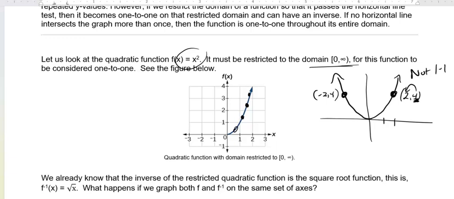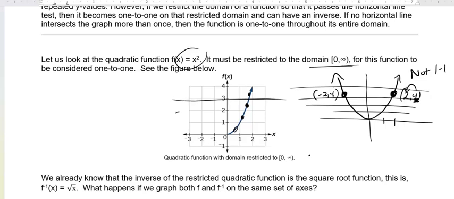An easy test for 1-to-1-ness is the horizontal line test. If I draw a horizontal line anywhere and it hits in 2 spots, not 1-to-1. If it just hits in 1 spot, it is 1-to-1. Okay, so a couple things going on here. The definition of 1-to-1, the graphical representation. You can do the horizontal line test. If it hits twice, it's not 1-to-1.